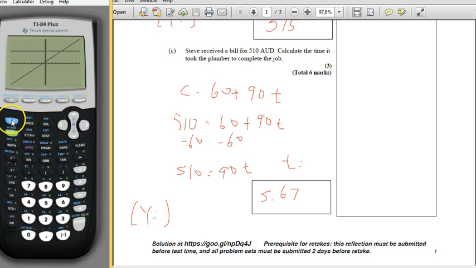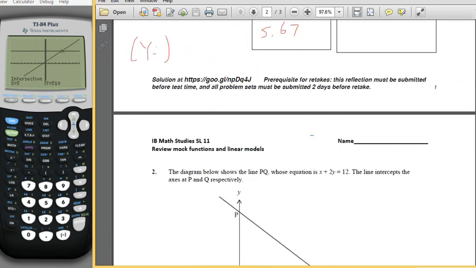We can find the intersection point by doing second calc, and then we do intersect, and then we say first curve, yes, second curve, yes, and then guess. It doesn't really matter because there's only one intersection point. Hey, there it is, 5, 510. Is that right? Yes. So they want to know x equals 5, so then you put 5 here. Okay? All right, moving on.